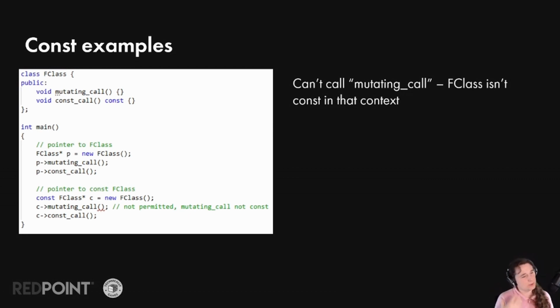We have our F class. We've declared that there's just a function called mutating call. Notice it looks like a normal function really. And then we've got a const call function that has this special const keyword at the end of it.